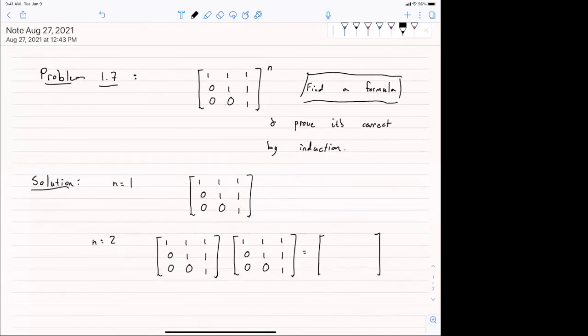I'm just going to multiply first row, first column, get 1. First row, second column, I get 1 times 1 plus 1 times 1 plus 1 times 0. So I get two 1s, I get 2. And then the third one, I get 1 times 1 plus 1 times 1 plus 1 times 1, I get 3.